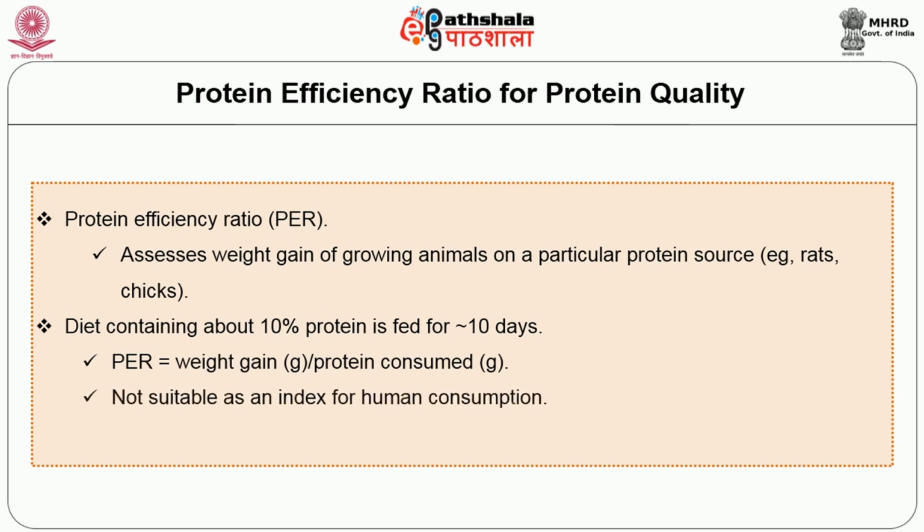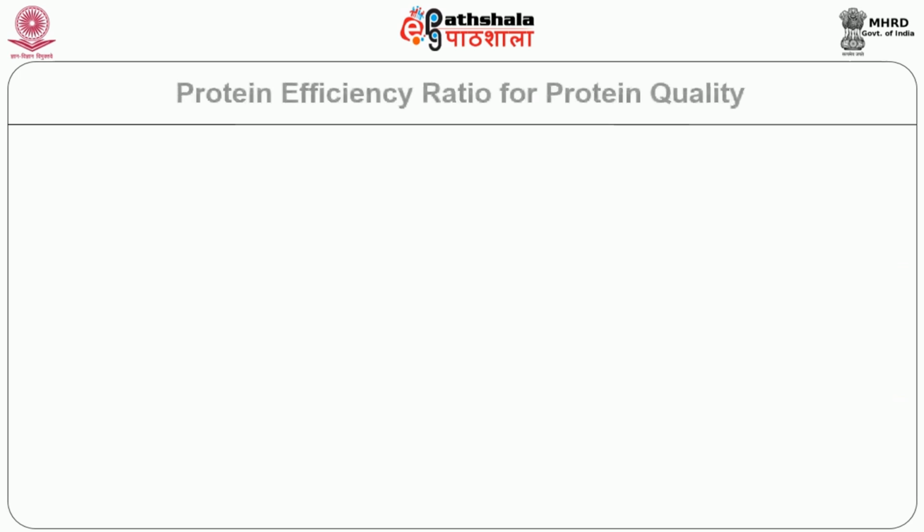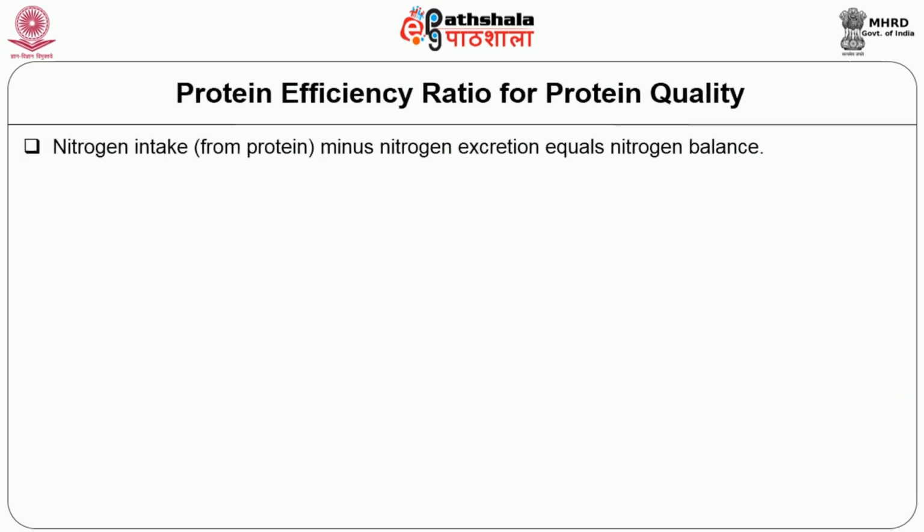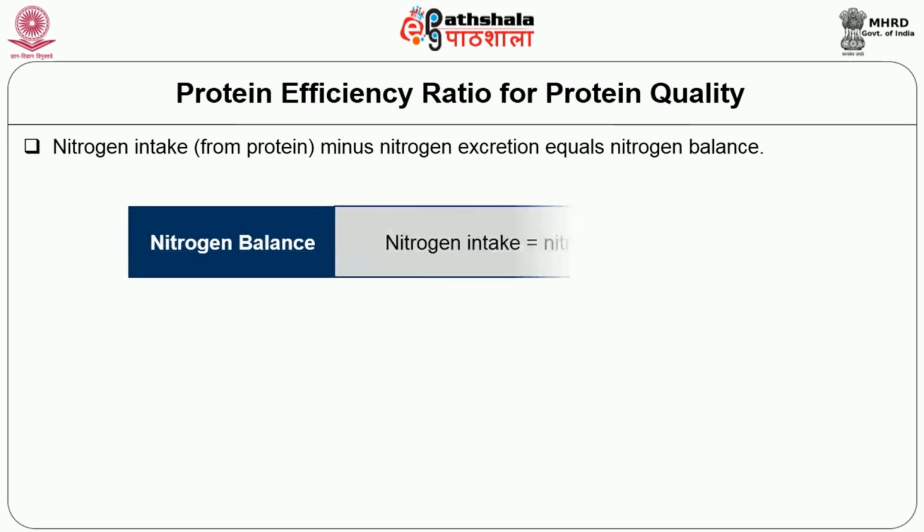But it is not suitable as an index for human consumption, because human metabolism often varies substantially from animals, because the requirements are different and the metabolisms are also a little bit different from the animal models. So, the other way of looking at protein quality is the nitrogen balance. Nitrogen intake from the protein minus nitrogen excretion equals the nitrogen balance.